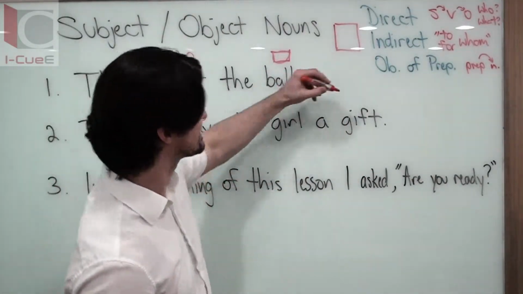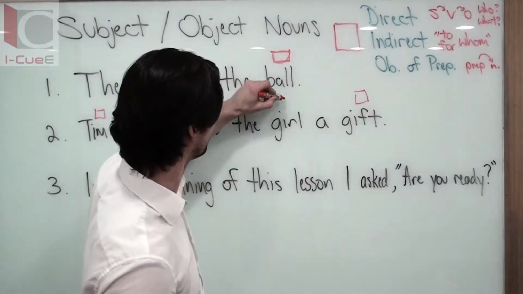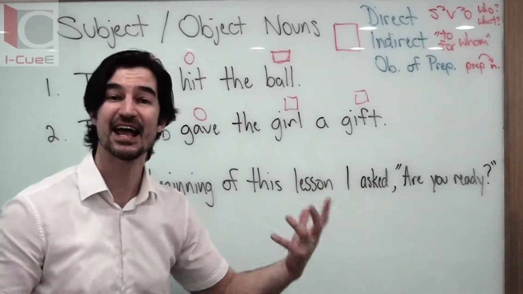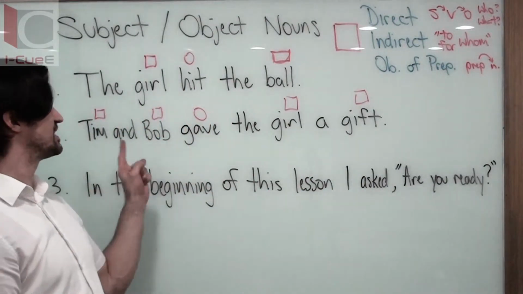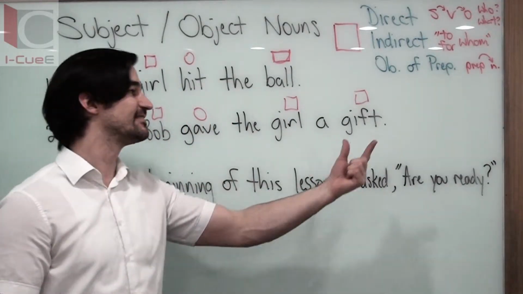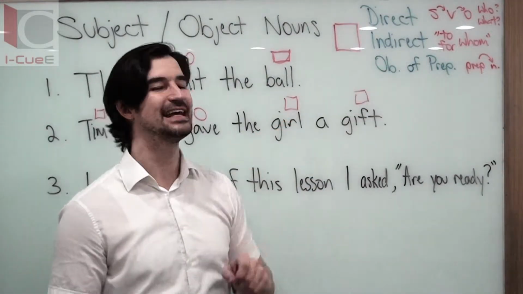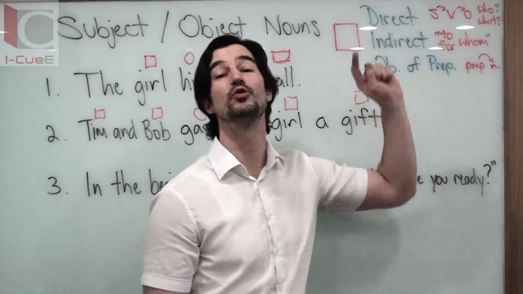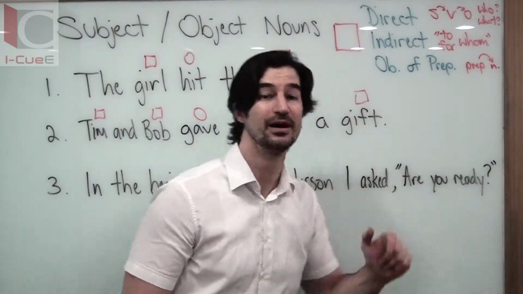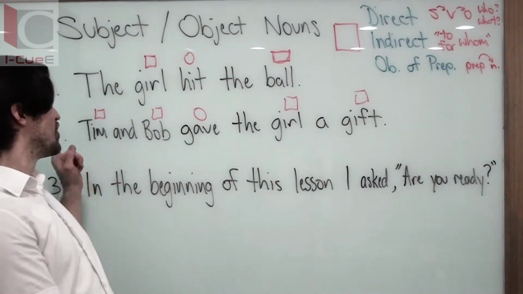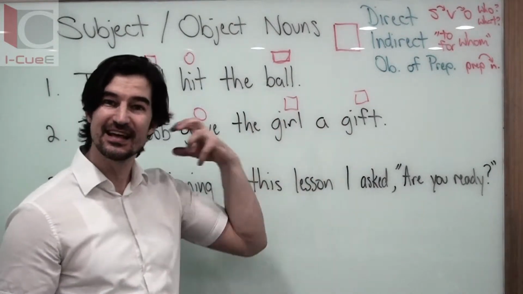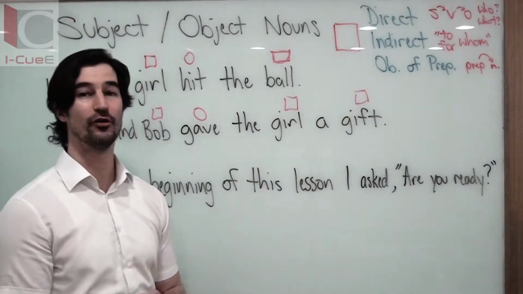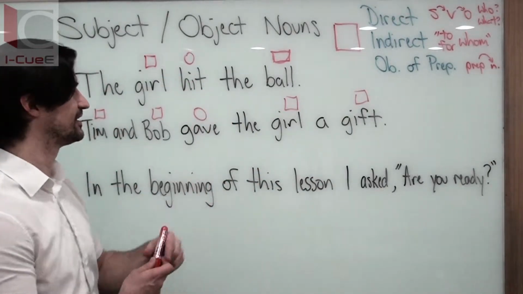That's right. So that makes this word all the way over here, gift, the direct object, because that is the answer to what do Tim and Bob give? They give a gift. And now we have an indirect object. Remember, indirect objects answer the question, to whom or for whom. So if we ask who received the gift that Tim and Bob gave, the answer is the girl. Probably the girl who hit the ball in the first sentence.